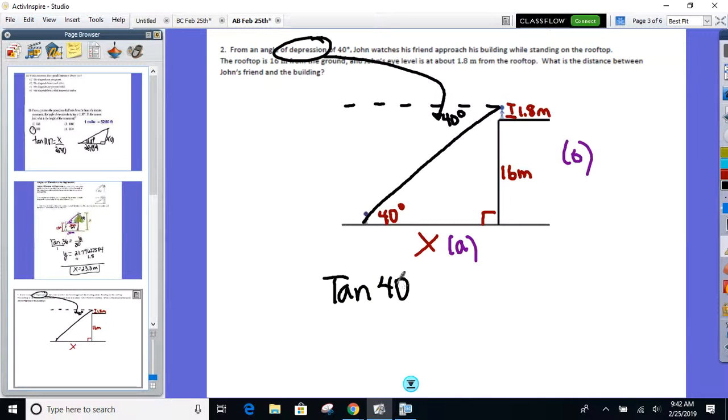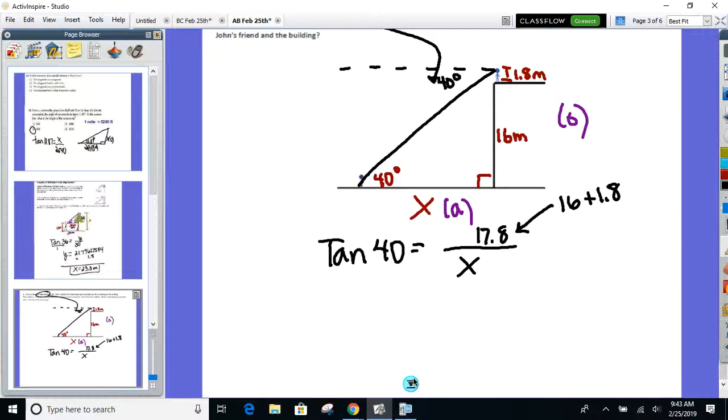Tangent of 40. What are you guys going to plug in there for your opposite? Not 16, because you got a little more than that. It's going from his eye. 17.8. You don't know where that's coming from. I'm adding the 16, height of the building, plus his eye level, 1.8, over x. Yep. Put it over 1, cross multiply.